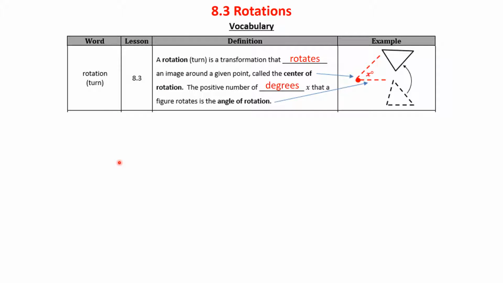All right, let's start today with our vocabulary. So if we start on the front page, we have our rotation. We can also call that a turn. So rotation is a transformation that rotates an image around a given point called the center of rotation. So here I have my center of rotation. Okay, the positive number of degrees x that a figure rotates is the angle of rotation.